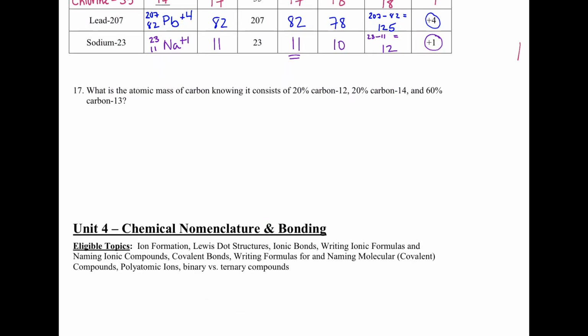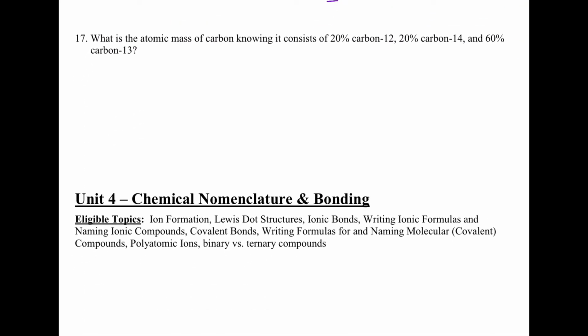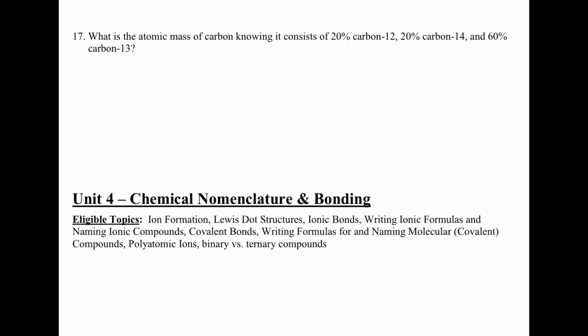Now, to move to our last question of the unit. Question 17 asks, what is the atomic mass of carbon, knowing it consists of 20% carbon-12, 20% carbon-14, and 60% carbon-13? So the first thing we need to note is that we are doing a weighted average here. Average atomic mass is always a weighted average.